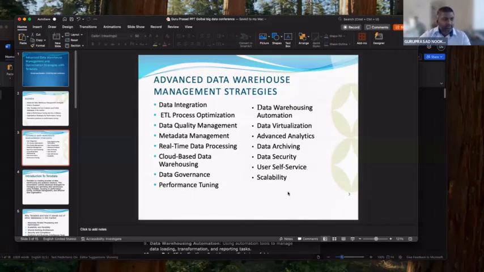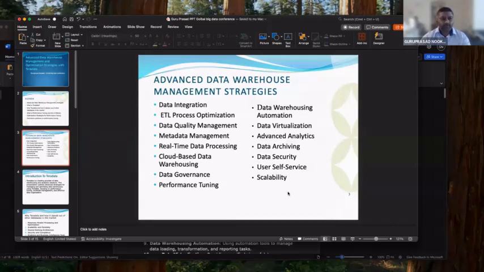So first and foremost, data integration is nothing but merging data from various sources into a unified repository for easier access and analysis. Let's say your data is coming from different sources and you want to club all of them together, make it one single data warehouse. For easier business analysis, we can do this by following this strategy.